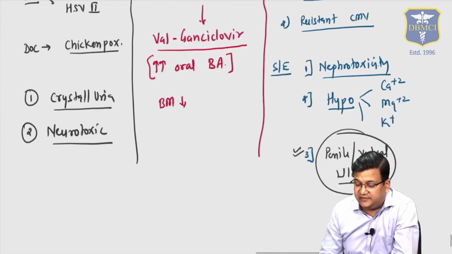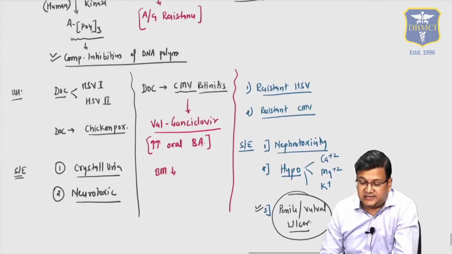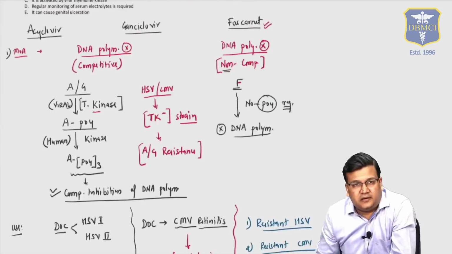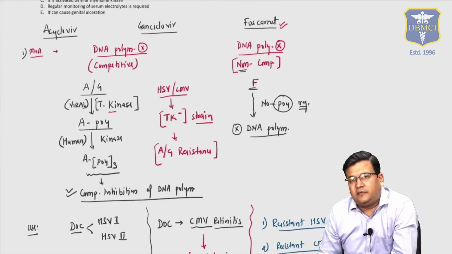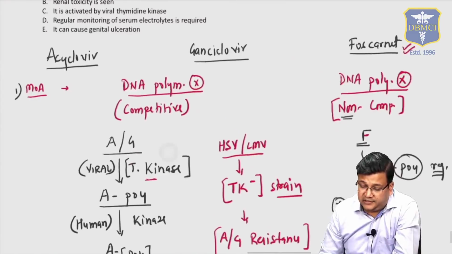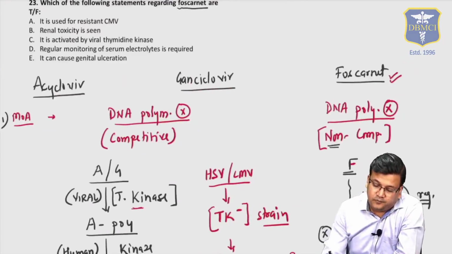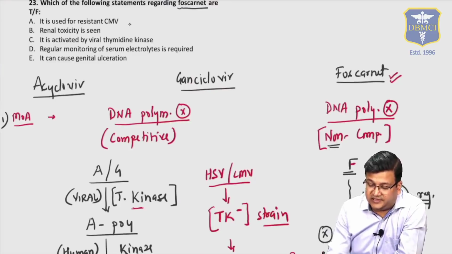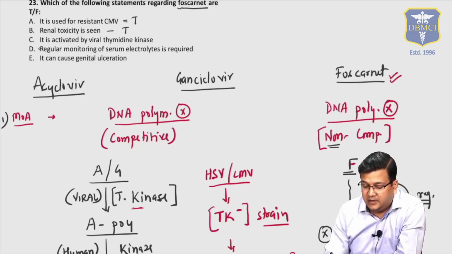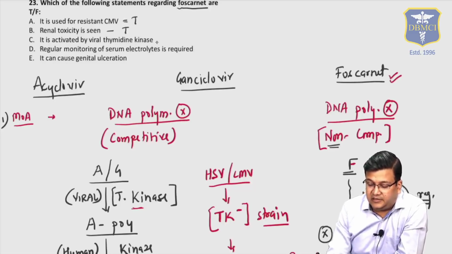So we have discussed everything that is there to discuss in herpes simplex virus and their treatment: acyclovir, ganciclovir, foscarnet. We are asked a question about foscarnet. With this background we can see which of the following are true. It is used for resistant CMV, that is a true statement. Renal toxicity is the main problem, nephrotoxicity. It is activated by viral thymidine kinase, this is false.